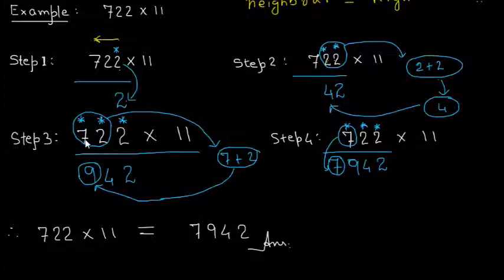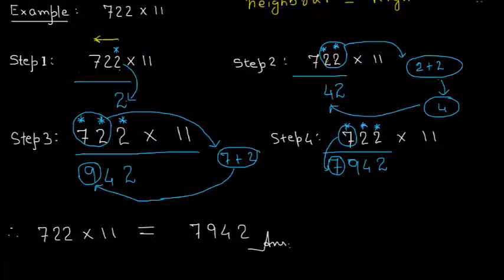Now we are in 7. Its right hand side neighbor is 2. We'll add 7 plus 2, that is 9. We'll put 9 here. Again, the extreme left number is 7. We'll put just 7 as it is. So this is the answer. Very easy, right?